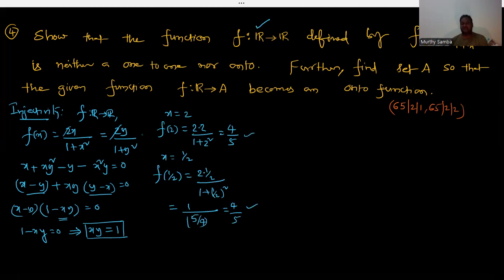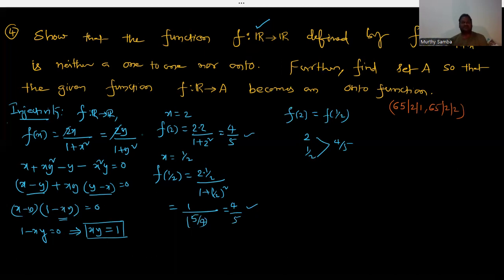What do you mean by that? It means f of 2 is equal to f of 1 by 2. What does that mean? Here, inputs are different. 2 and 1 by 2 are the inputs, but we got the same outputs. It means 2 and 1 by 2 both map to 4 by 5. Like that, not only for 2 and 1 by 2, you can take 3 and 1 by 3, 4 and 1 by 4, or any number and its reciprocal. Both will map to only one element. I think this is enough to say that it is not a one-to-one function. Right.